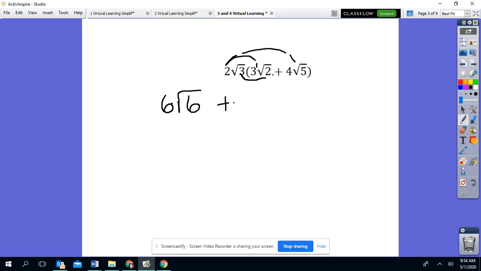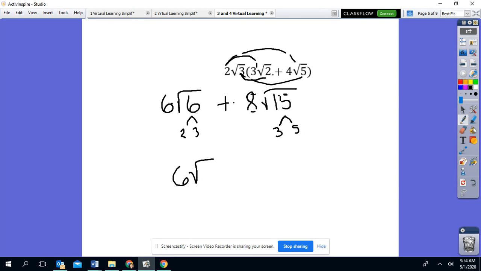I'm going to distribute times the second radical expression. 2 times 4 would give me 8 on the outside. And 3 times 5 would give me the square root of 15. Okay, now I know that I need to try to reduce the number 6. Well, 6 only breaks down to 2 and 3. So I can't reduce that anymore. And 15 only breaks down to 3 and 5.